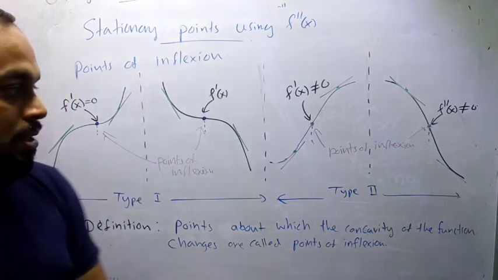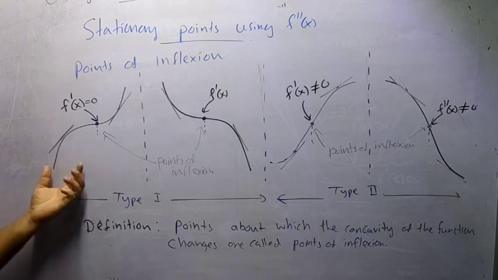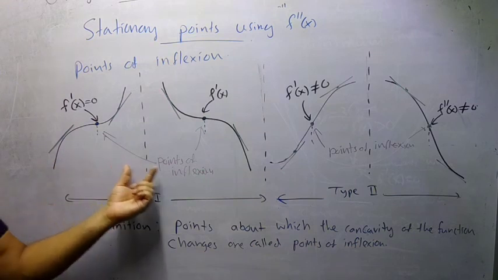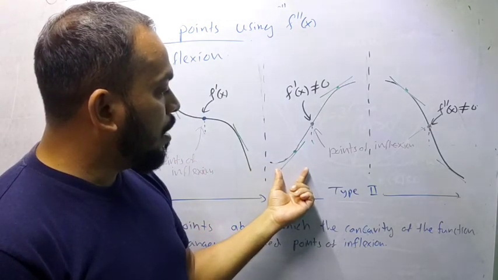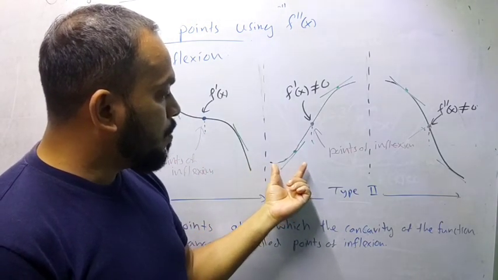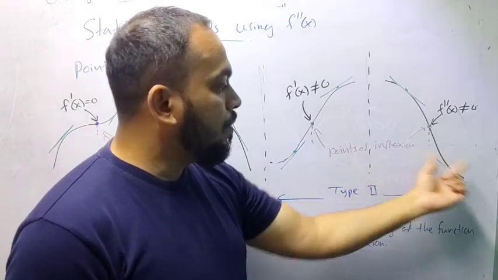Sign changes. Here the sign changes from negative to positive. Here positive to negative. Here negative to, yes, this is positive to negative, then negative to positive.